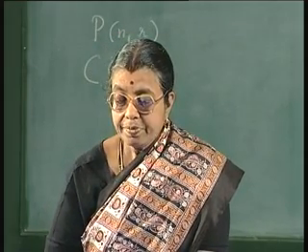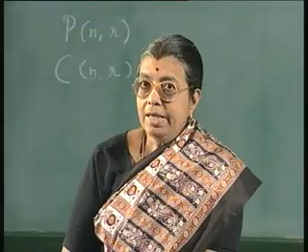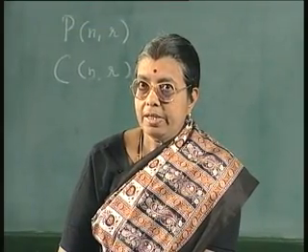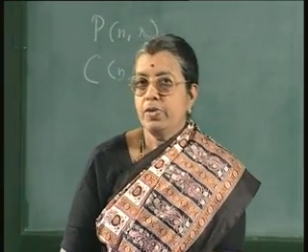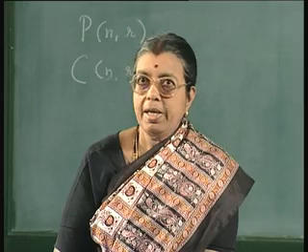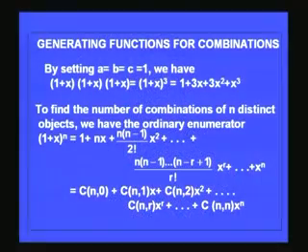Now, let us see how the generating function can represent a combination. We have earlier seen (1 plus ax)(1 plus bx)(1 plus cx), how it represents the ways of choosing a, not choosing a, choosing b, not choosing b, choosing c, not choosing c, etc. Now, put a is equal to b is equal to c is equal to 1 in that expression, then you will get (1 plus x)(1 plus x)(1 plus x), that is (1 plus x) cubed, equal to 1 plus 3x plus 3x squared plus x cubed.